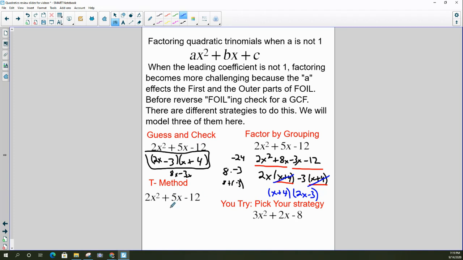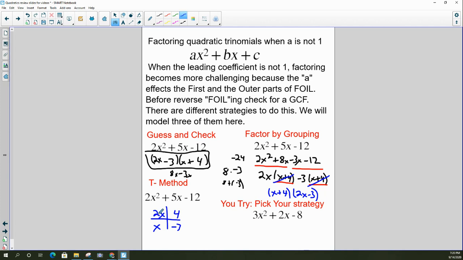So with the T method, okay, it's very similar to this. It's just a way to organize our numbers here. It's very similar to guess and check here. So I'm going to try, in the first column here, you break apart the 2x squared, so 2x and x, just like I started the guess and check. And then here I'm going to try different numbers. So I could try 4 and negative 3. And then the check here, you cross multiply and add.